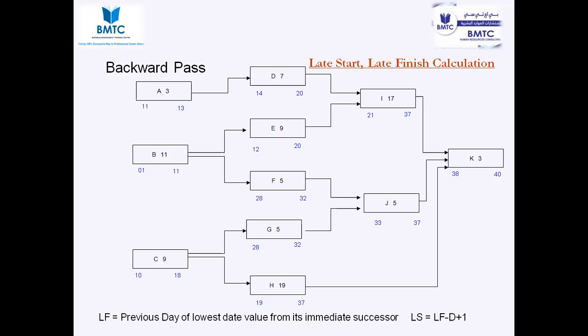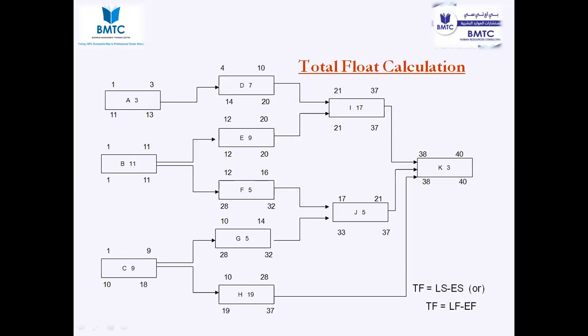We got the logic bar chart. So right now we need to calculate the float. Please take the formula for float. Total float is late start minus early start, or late finish minus early finish. So what is the total float for A? 13 minus 3 or 11 minus 1 is how much? 10, right?